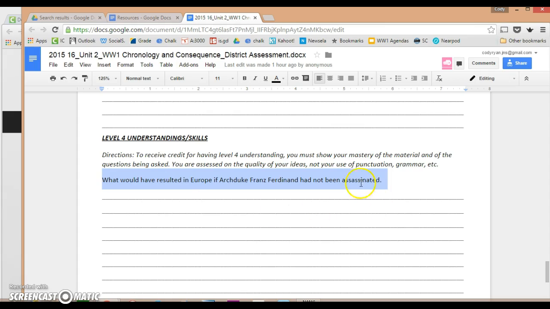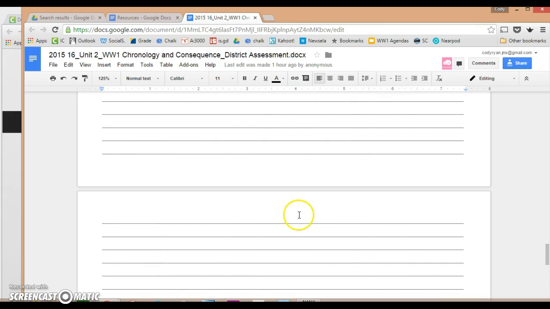You can take it a lot of different ways. Make sure you're using good historical evidence. Use what did happen to try to prove what might have happened. So make sure you do that. And that's it.